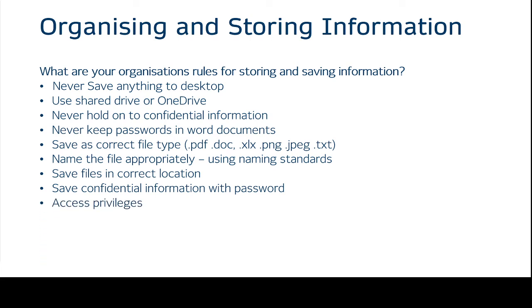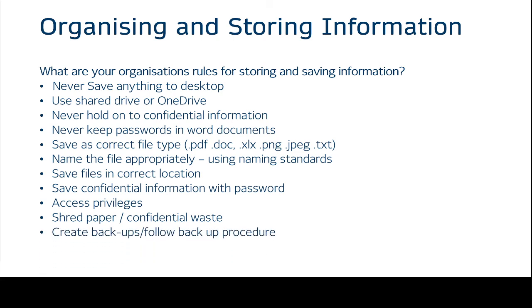Access privileges are about who can access a folder. If you're saving in the right place, that folder will only allow certain people to access it, not everyone. Shred paper confidential waste once it's done, and if it's digital, you need to delete it. Make sure it's not just in the recycle bin, but has been deleted. You'd create backups and follow your backup procedure, and that's normally tied into the locations where you'd save it.